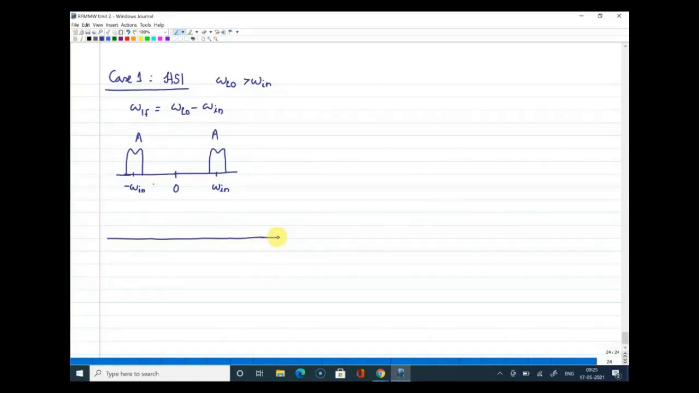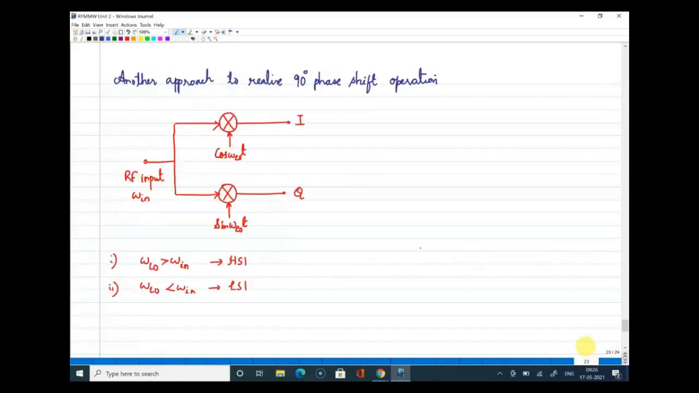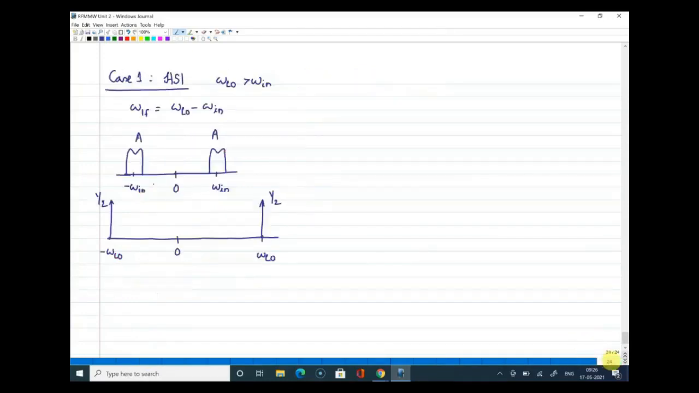So if I consider this at omega LO, we know that this is a cosine wave, and this will be the spectrum of the cosine wave. If you look at the structure, I want to perform time domain multiplication, because omega in is getting mixed with omega LO. The time domain operation is multiplication. As I have drawn the spectrum here in the frequency domain, that multiplication will be convolution. So we need to convolve these two signals.